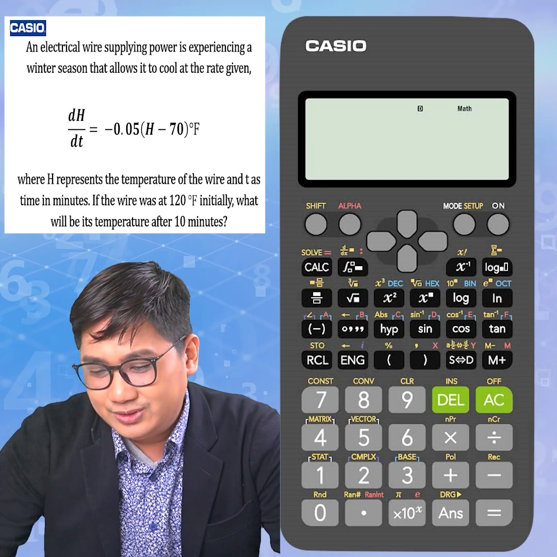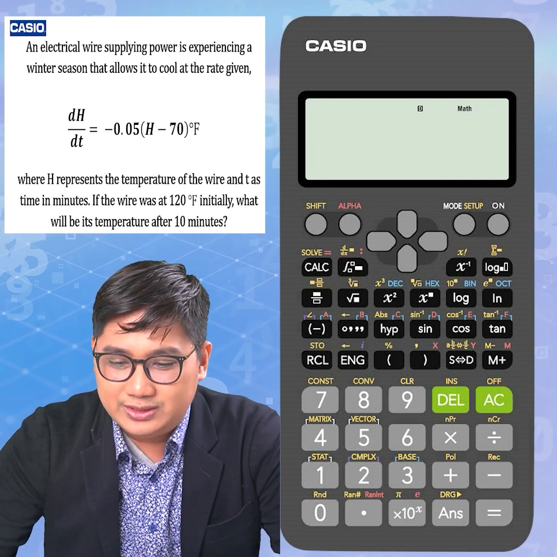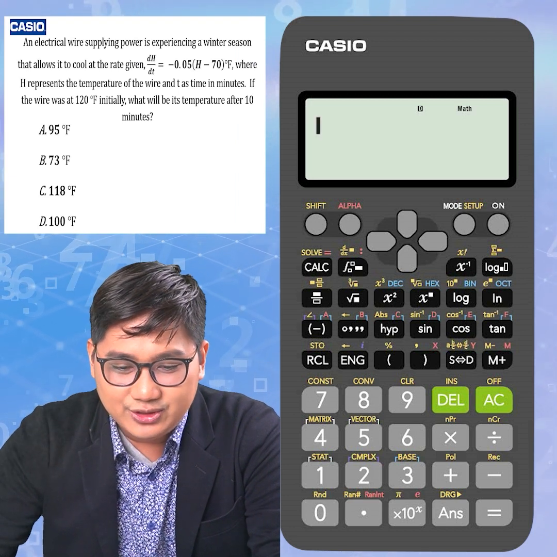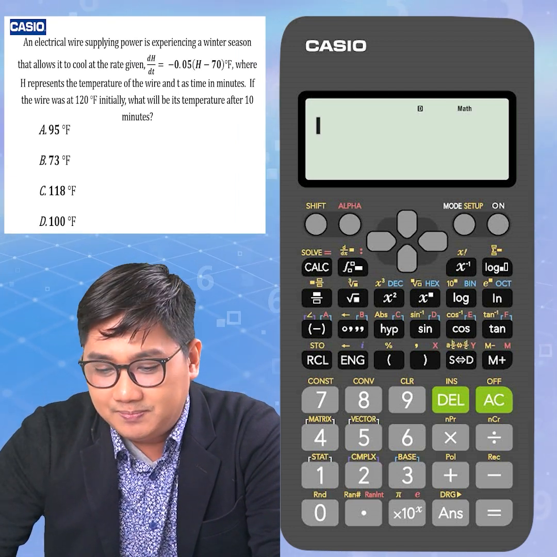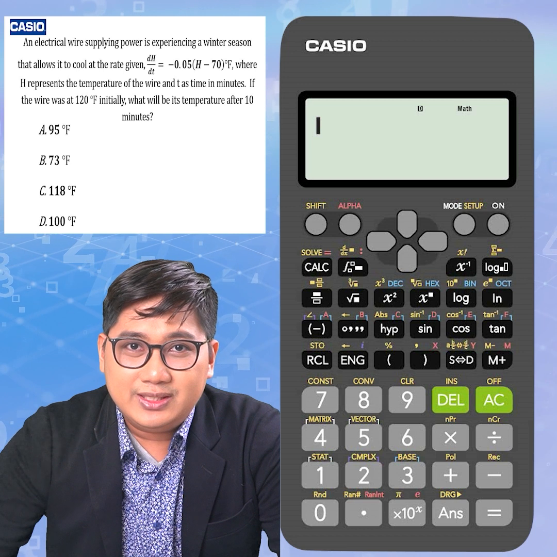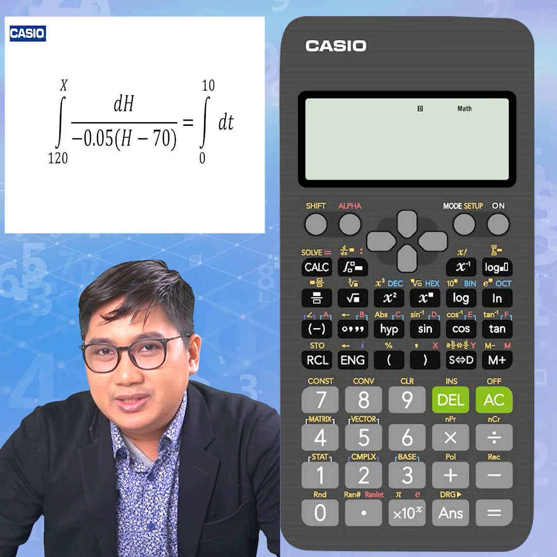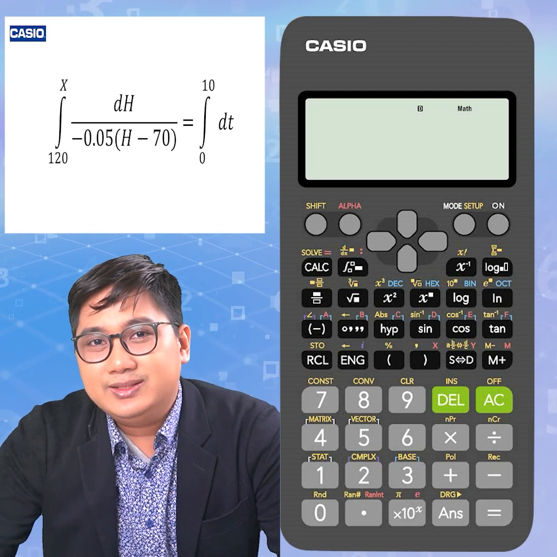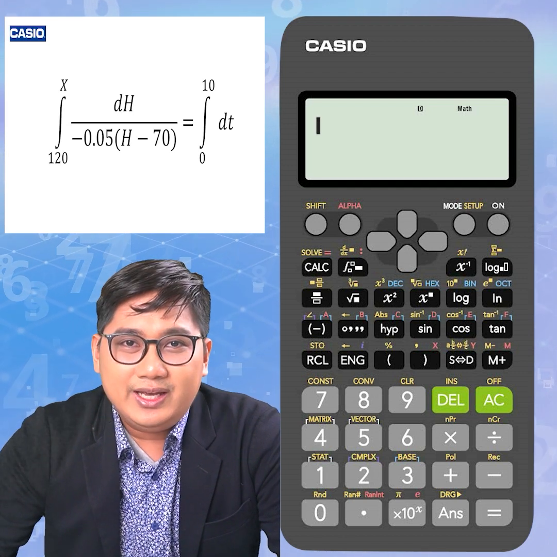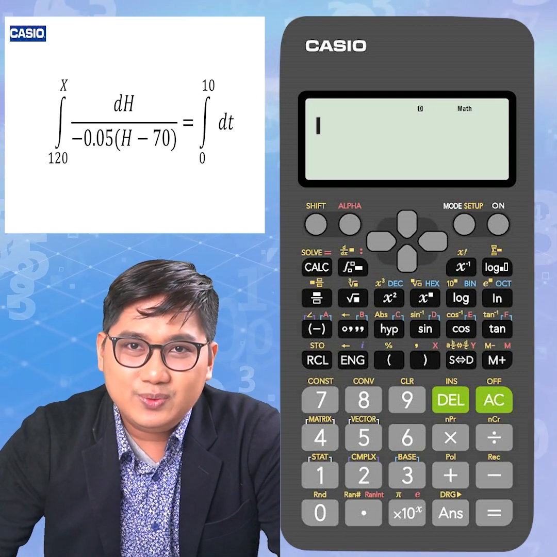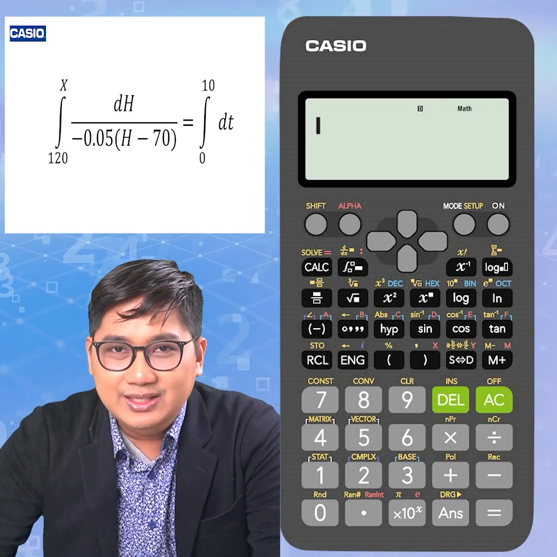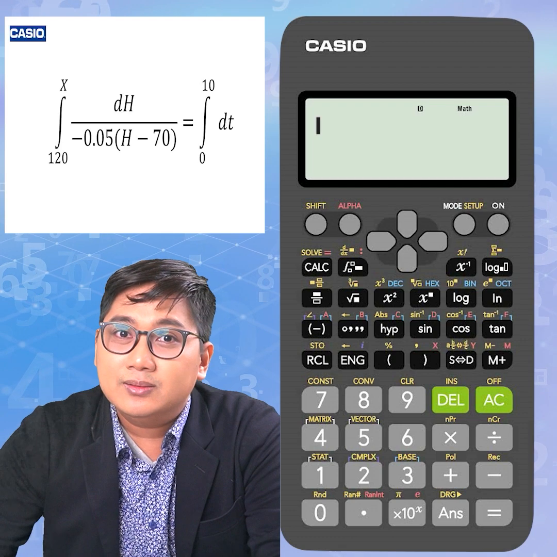So this problem falls under differential equations, which has a time rates problem. On the next slide, you will see the choices for this given problem. To solve this problem using a calculator technique, we can set the limits of t from 0 to 10, which is from 0 to 10 minutes as stated in the given, while H is from x to 120 degrees Fahrenheit. x is the variable or the value that we are asked to find. Let's now proceed with the computation.